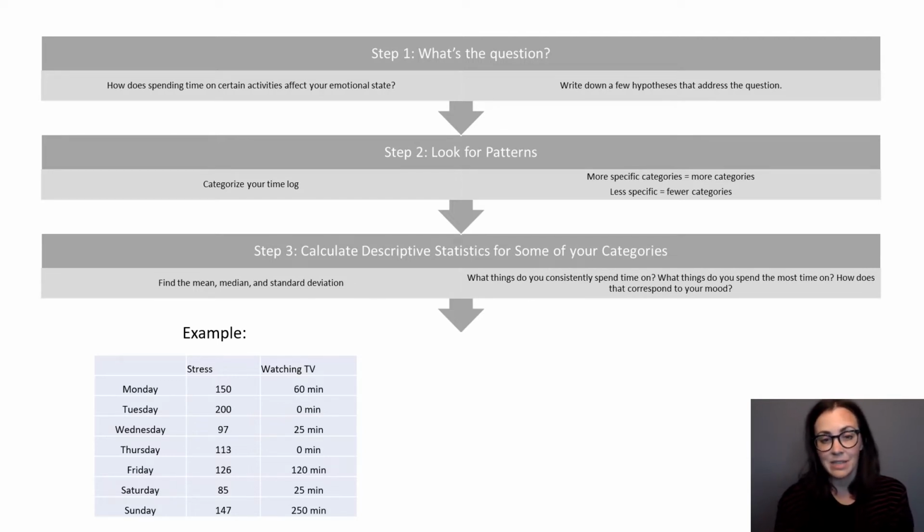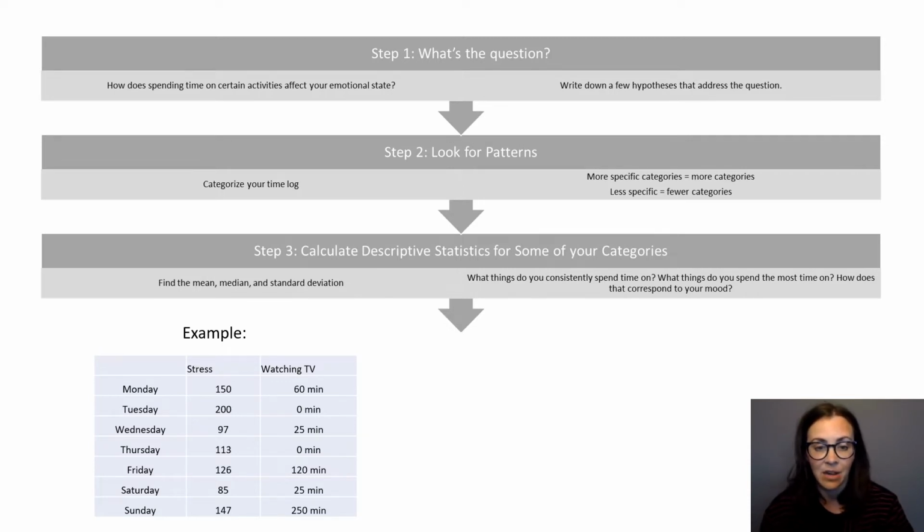So if you're going to calculate descriptive statistics for this, what I've done here is added up on Monday. If I'm ranking stress from 1 to 10, I just added all of those up for that day, and you get a score of 150. And then the same for watching TV. So you'll notice I'm not going to do all the calculations out right here, but watching TV, for example, is something that has a high standard deviation, especially compared to the mean.